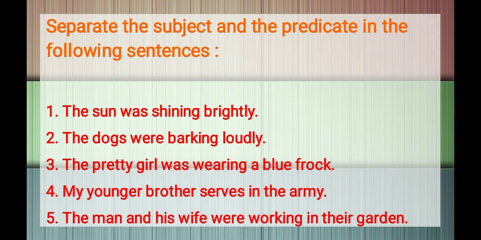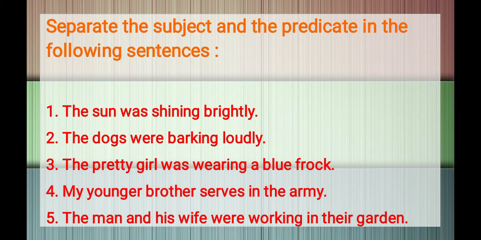Sorry, I have said mistakenly. You have to first find out the verb from the given sentence. Now, see the first sentence. The sun was shining brightly. Which one is the verb here? Here, the verb is was shining.